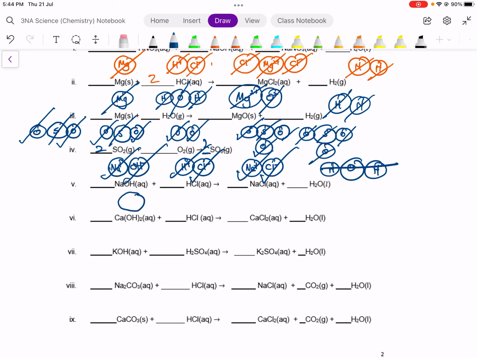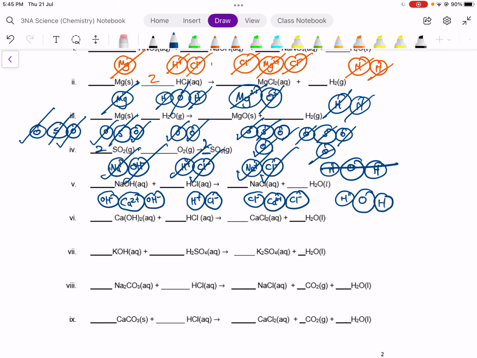Okay, so I have 1 Ca2 plus. Bracket OH2 means 2 hydroxide. And then I have H plus, Cl minus. 1 H plus, 1 Cl minus. Then you have Ca2 plus, Cl minus. Currently it is this way. CaCl2 means 1 Ca2 plus, 2 Cl minus.